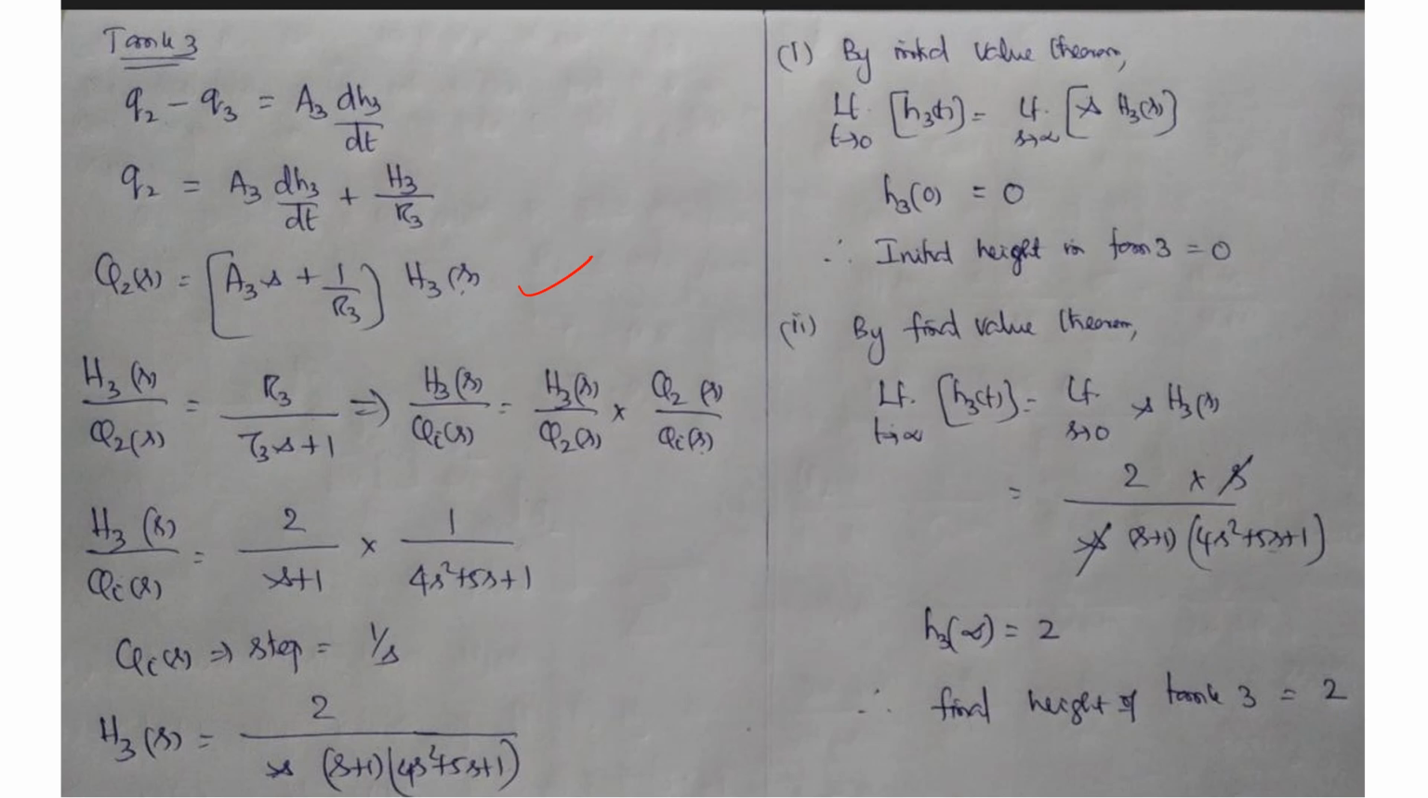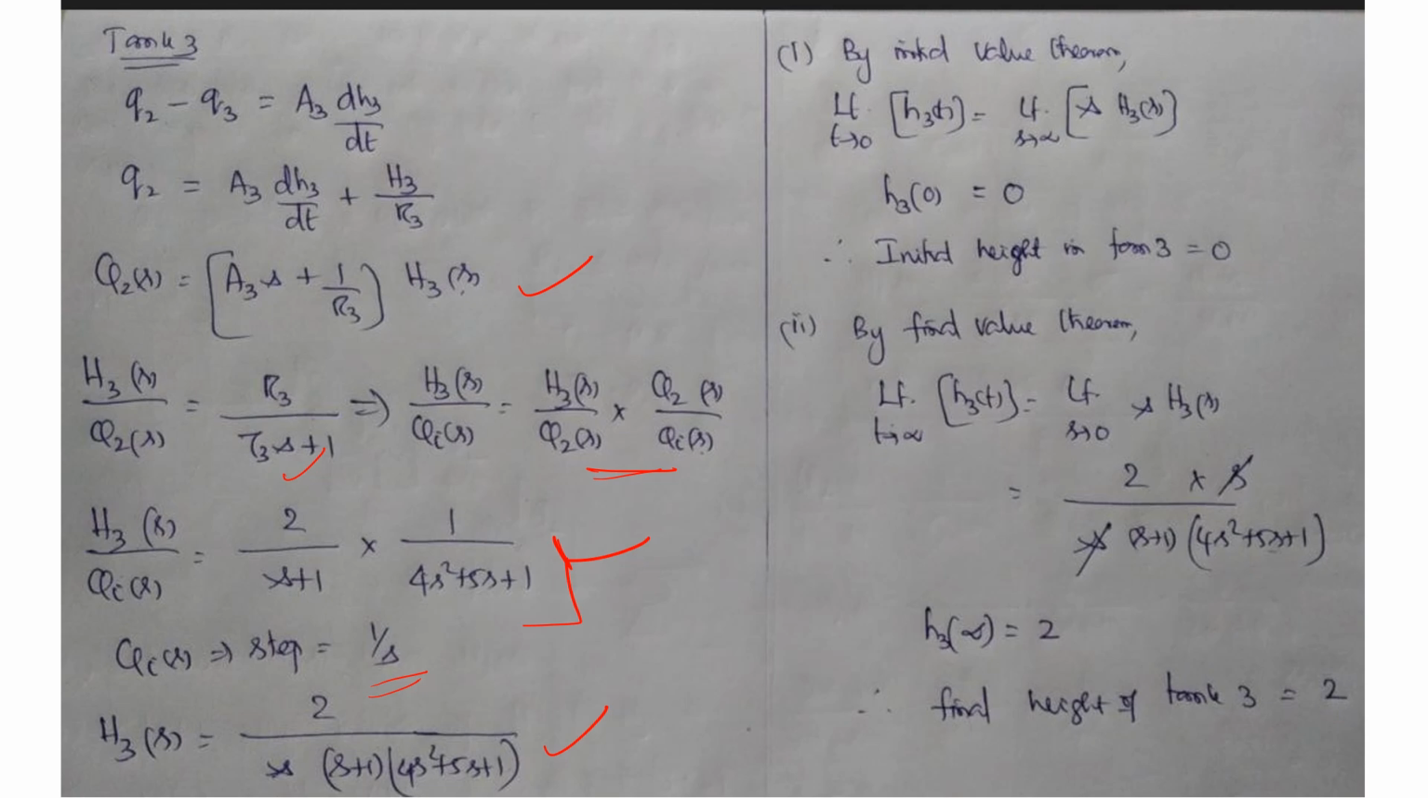So H3 by Q2 is R3 by tau 3 s plus 1. H3 by Qi, if you want, we have to multiply these two. So multiply and then you will get this equation. And then the input is a step of 1. So if you take the Laplace transform, it becomes 1 by s. So substitute that. Then this is the equation.